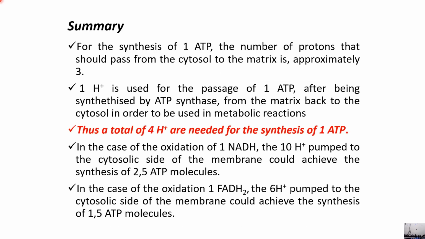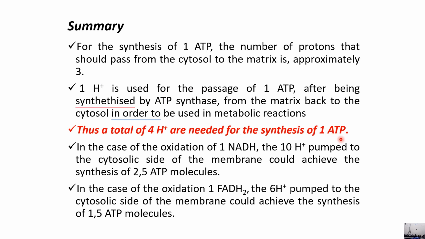So in summary, for the synthesis of one ATP, the number of protons that should pass from the cytosol to the matrix is approximately 3. One proton is used for the passage of one ATP, after being synthesized by ATP synthase, from the matrix back to the cytosol in order to be used in the metabolic reactions. A total of 4 hydrogens or protons are needed for the synthesis of one ATP.